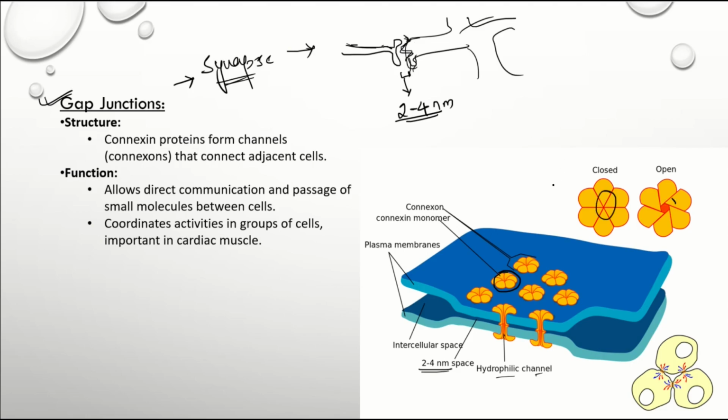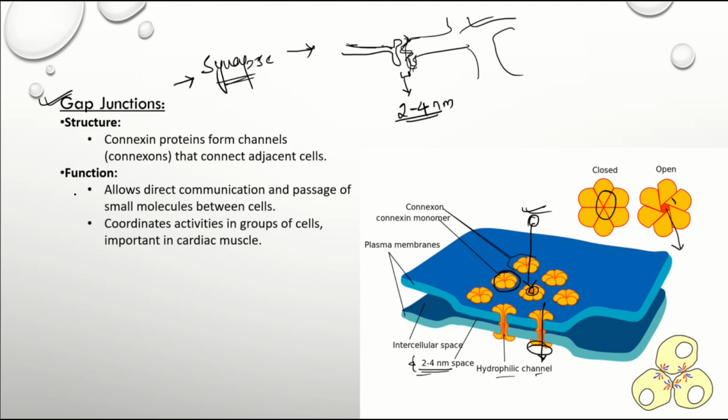When some molecule has to pass from the cell through the plasma membrane, it comes over here, and this connexin protein will be opened, the channel will be opened, and the molecule will pass from here. Due to the narrow space of 2 to 4 nanometers, it will just fly over to the connexon of the other cell, and hence the passage of a molecule or any substance from one cell to another takes place. This is a very rapid process, right?